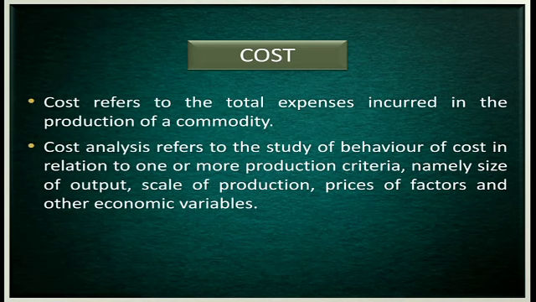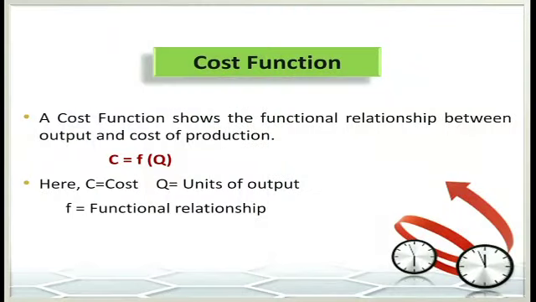And cost analysis refers to the study of behavior of cost in relation to one or more production criteria, namely size of output, scale of production, price of factors, and other economic variables. We know that there is a connection between output and cost of production. So here we have cost function. A cost function shows the functional relationship between output and cost of production.